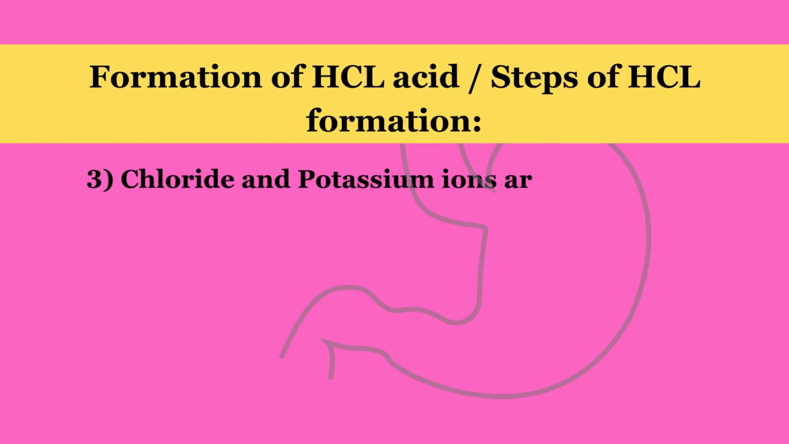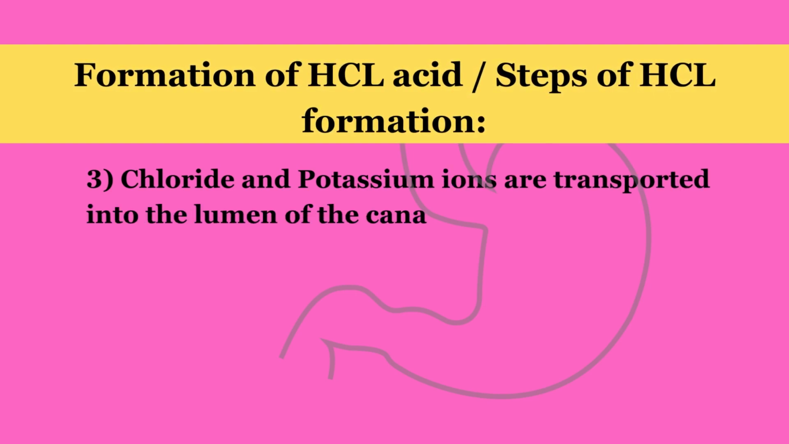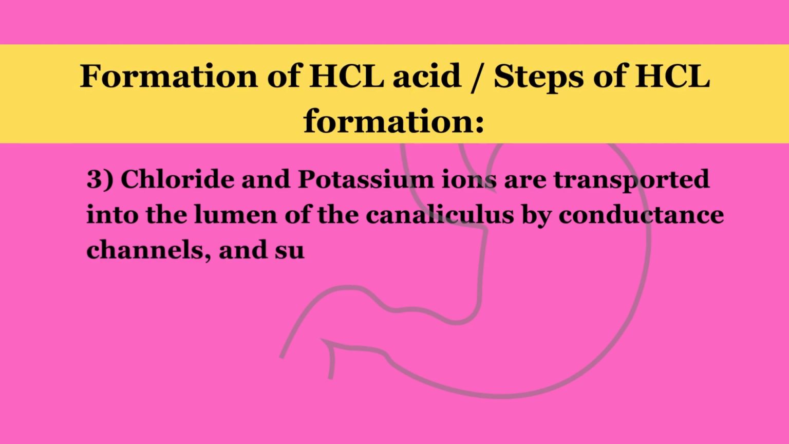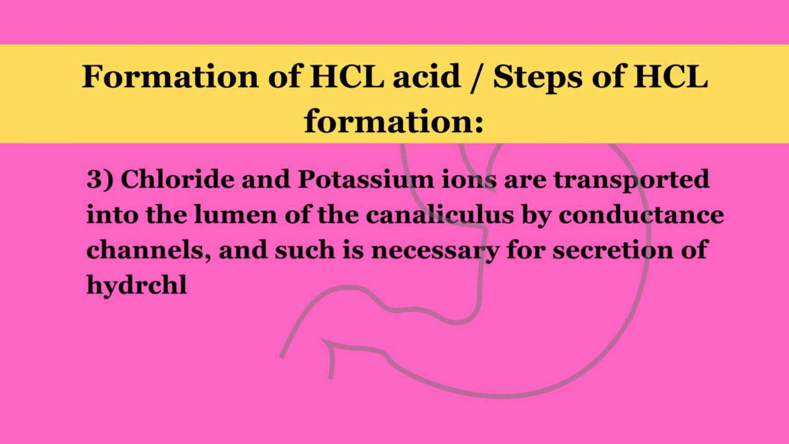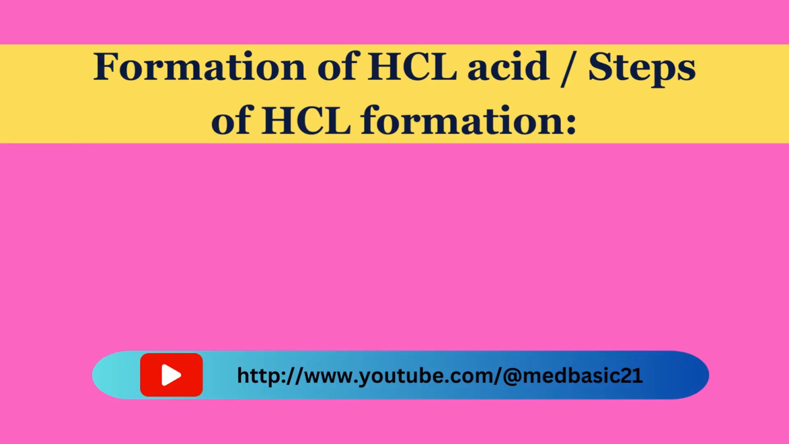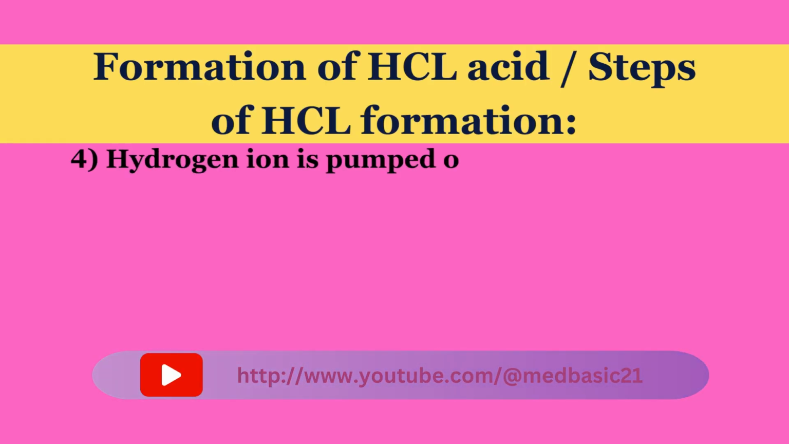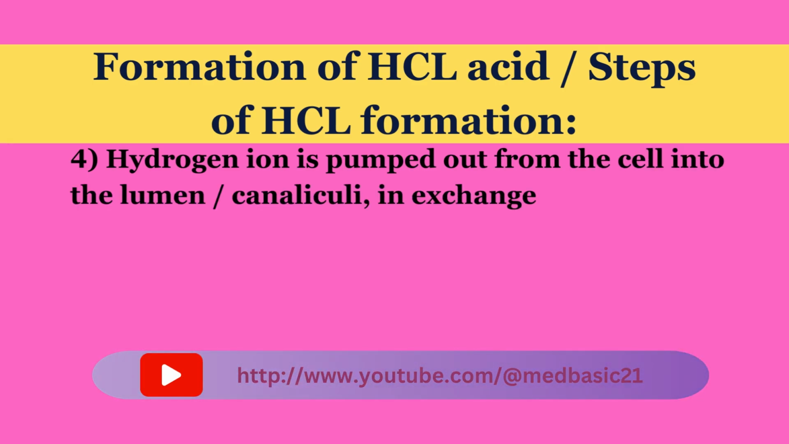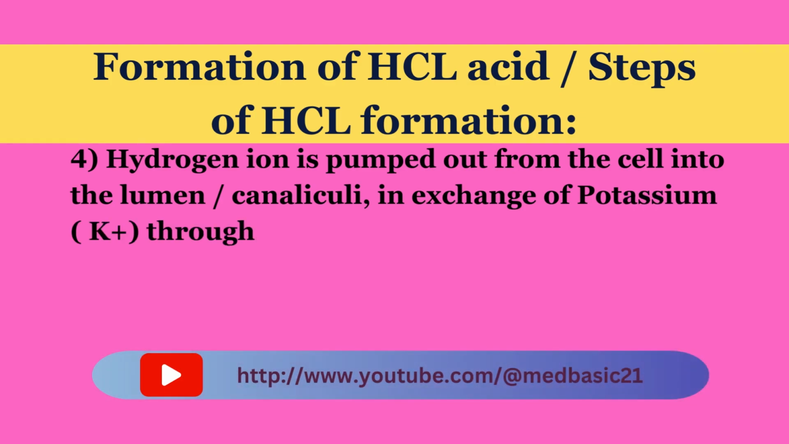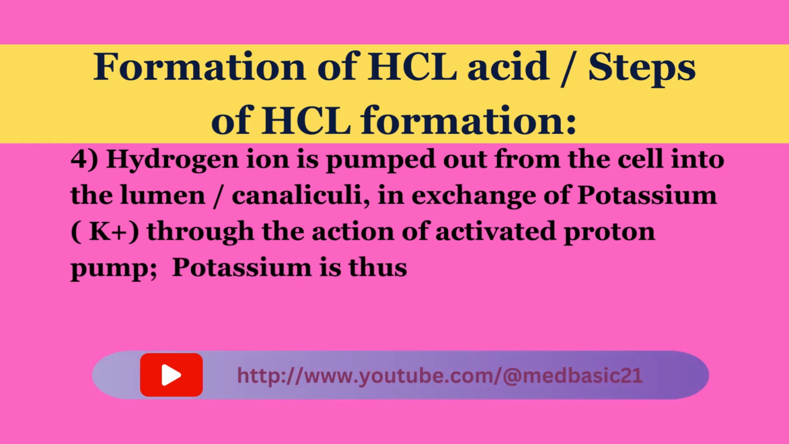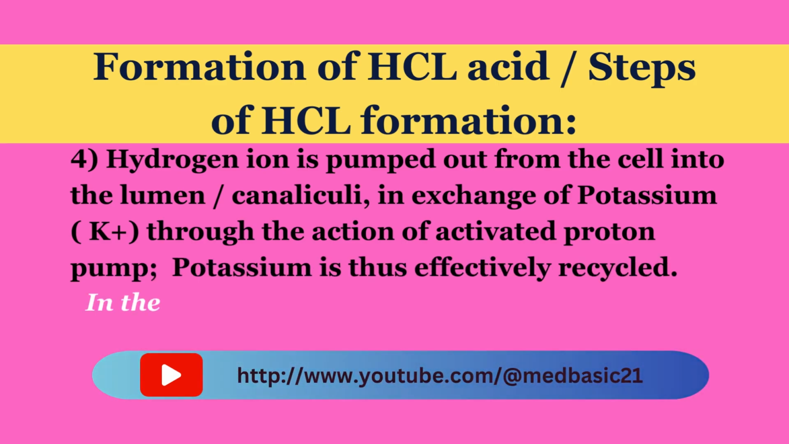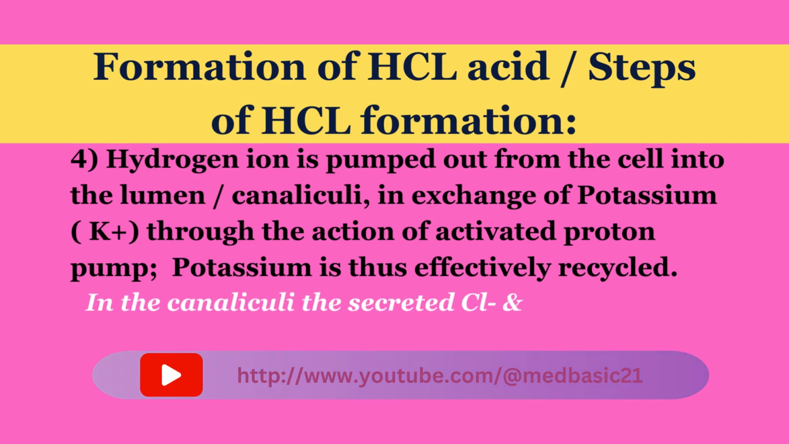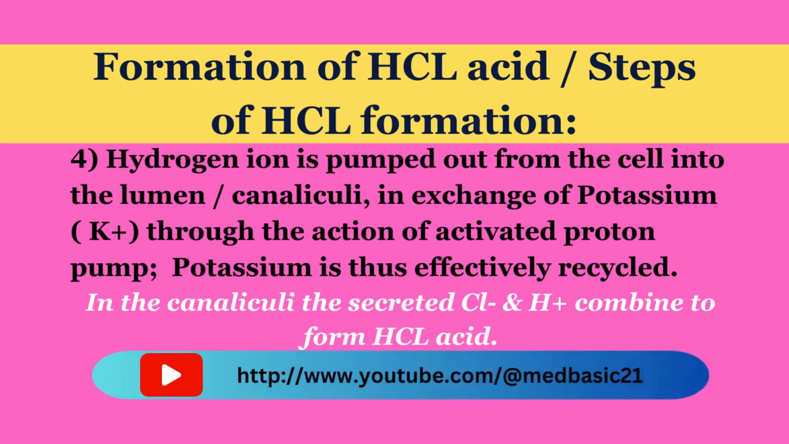And then, chloride and potassium ions are transported into the lumen of the canaliculus by conductance channels, and this is necessary for secretion of hydrochloric acid. Finally, hydrogen ion is pumped out from the cell into the lumen, or canaliculi, in exchange for potassium ion through the action of the activated proton pump. Potassium is thus effectively recycled. Last of all, in the canaliculi, the secreted chloride ion and hydrogen ion combine to form hydrochloric acid, or stomach acid.